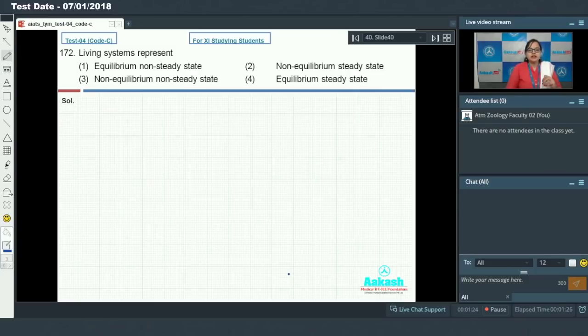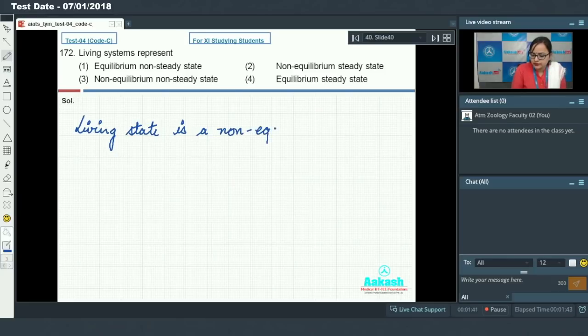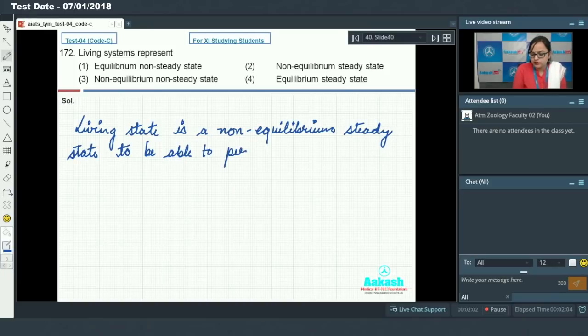Question 172. Living system represent. You all know that the living state is a non-equilibrium steady state to be able to perform work. What is the meaning of living state is a non-equilibrium state? Non-equilibrium, why? Because at equilibrium no work can be done. So living organisms work continuously to prevent falling to the equilibrium. So living state is a non-equilibrium state.